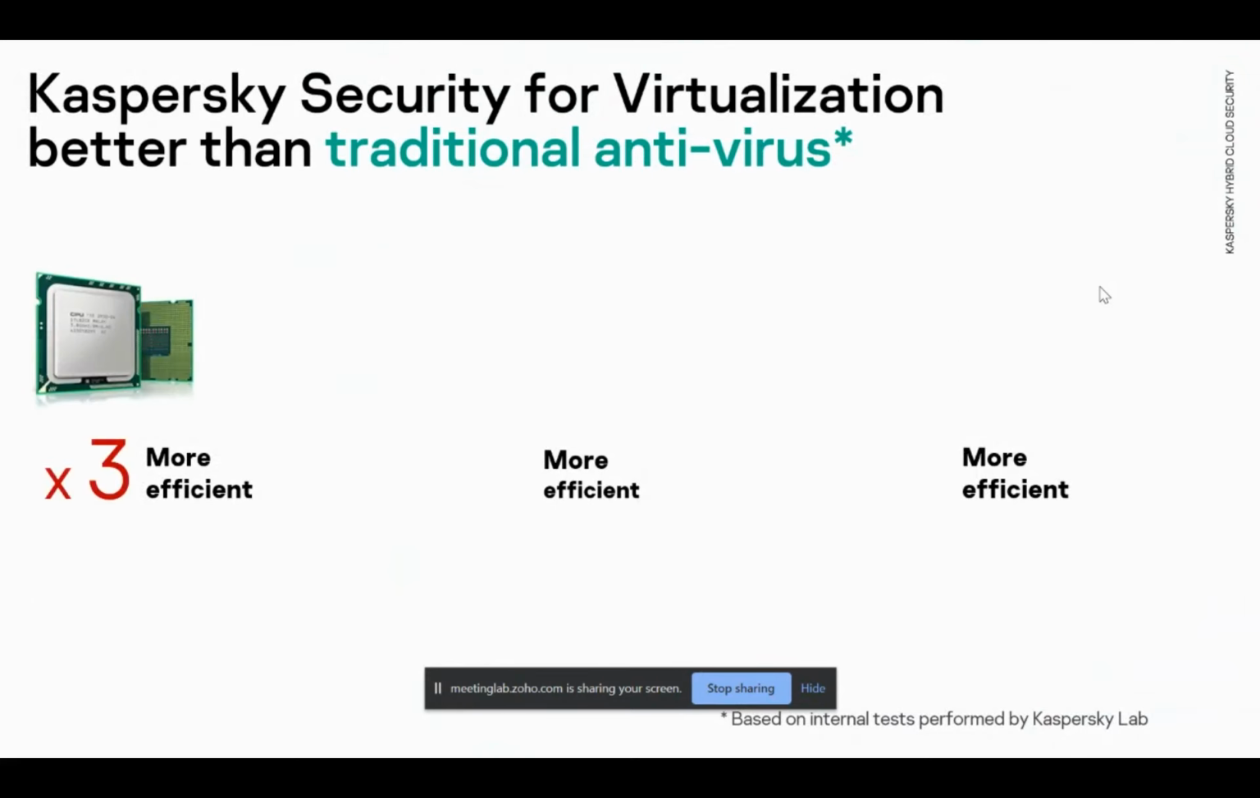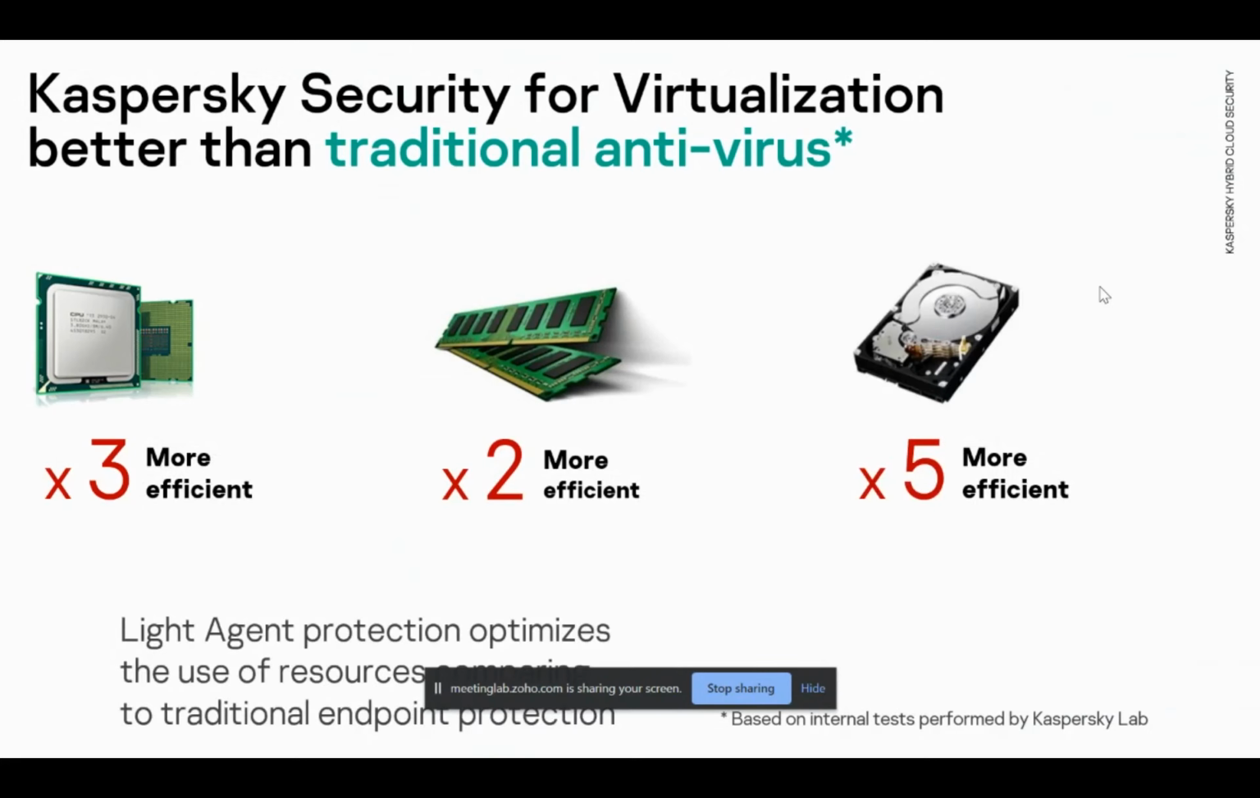So we also discussed that light agent is much faster in terms of performance when compared to traditional antivirus. As per internal tests conducted, it was found that it is 3 times more efficient in terms of processing, twice as efficient in terms of RAM usage, and 5 times more efficient in terms of storage usage, or reducing the IOPS.